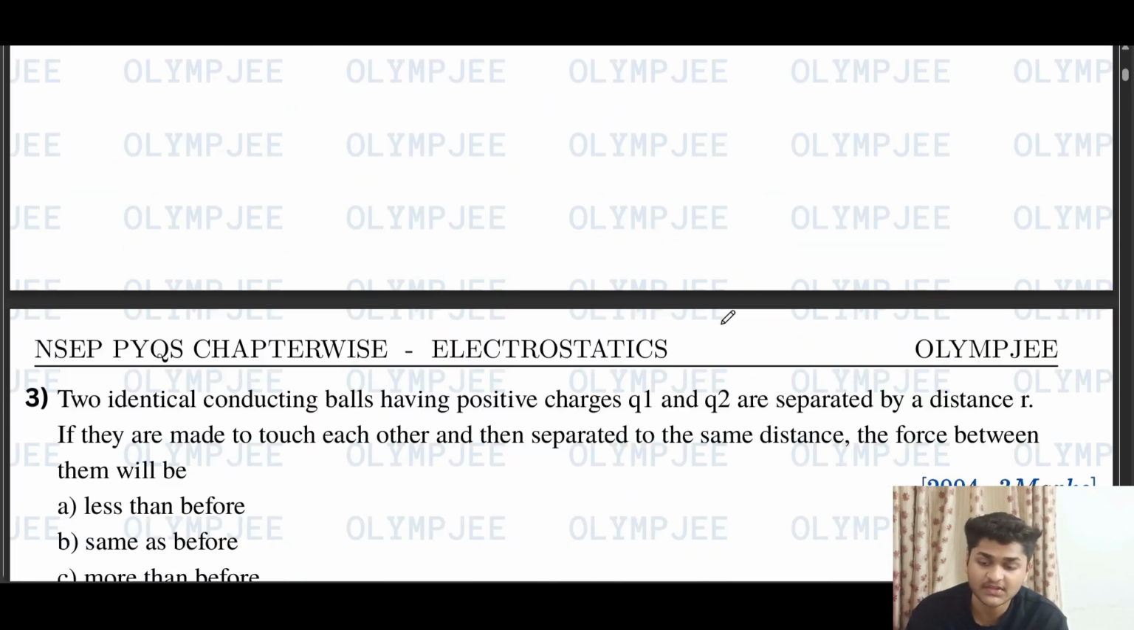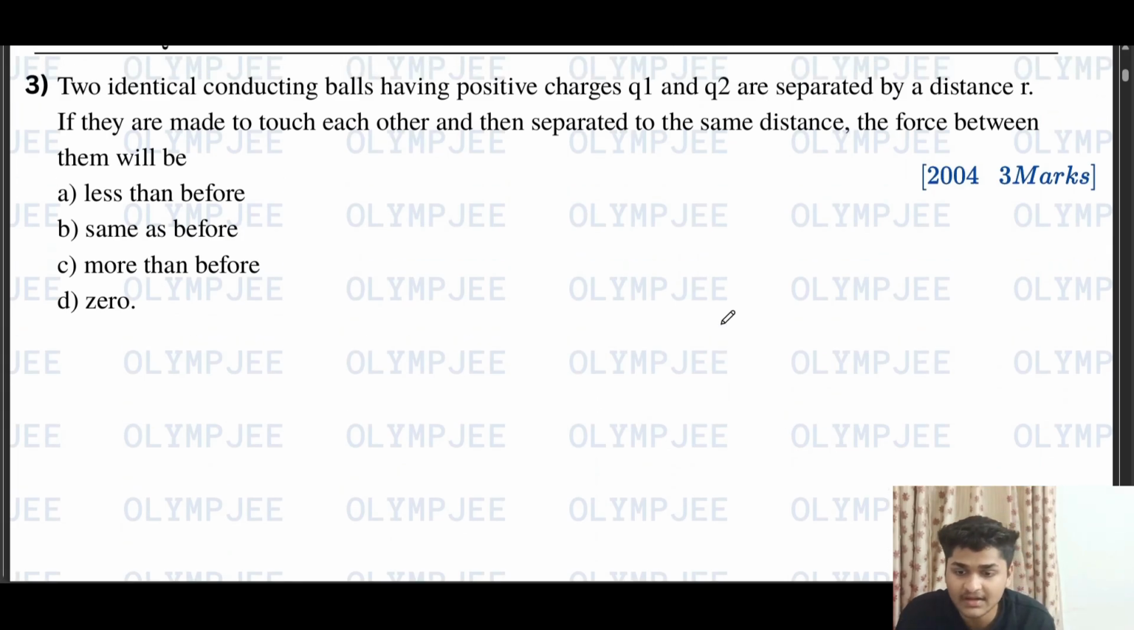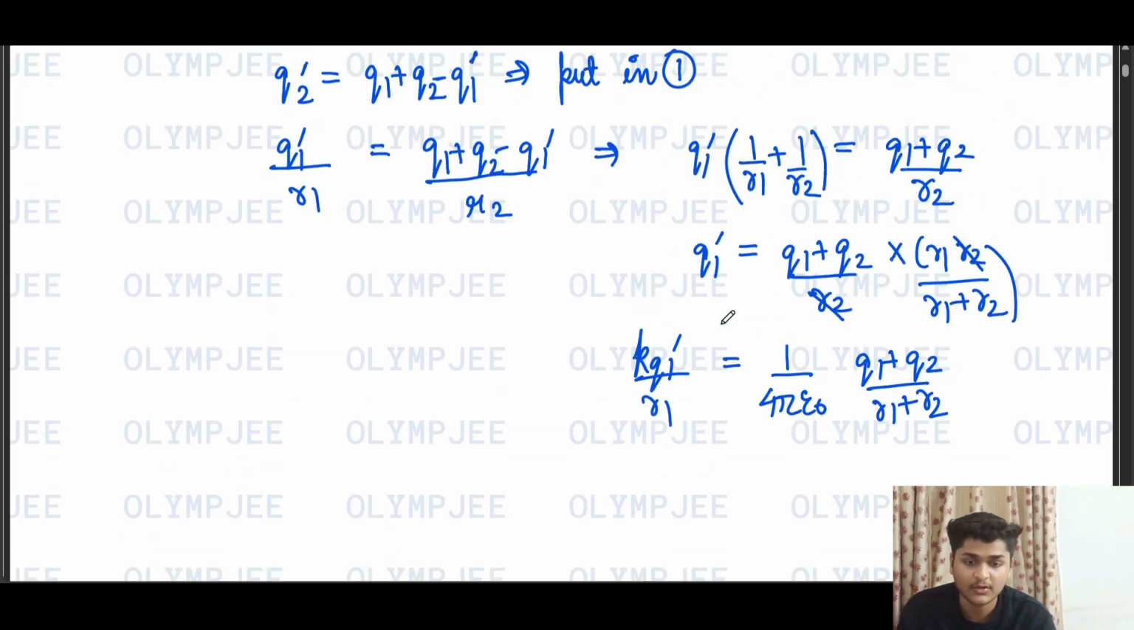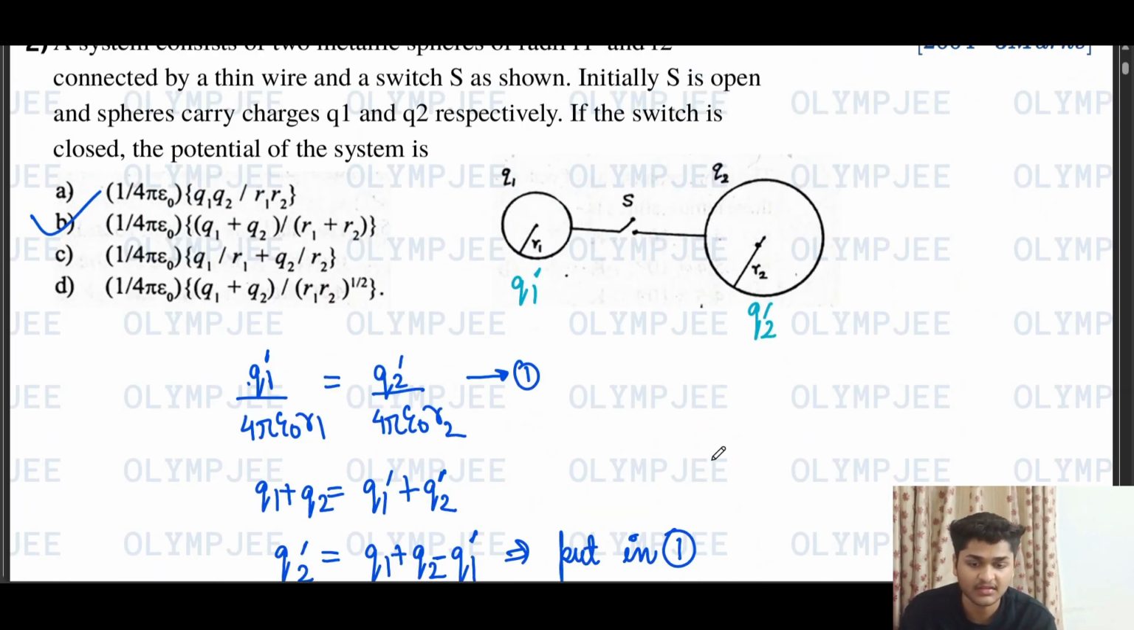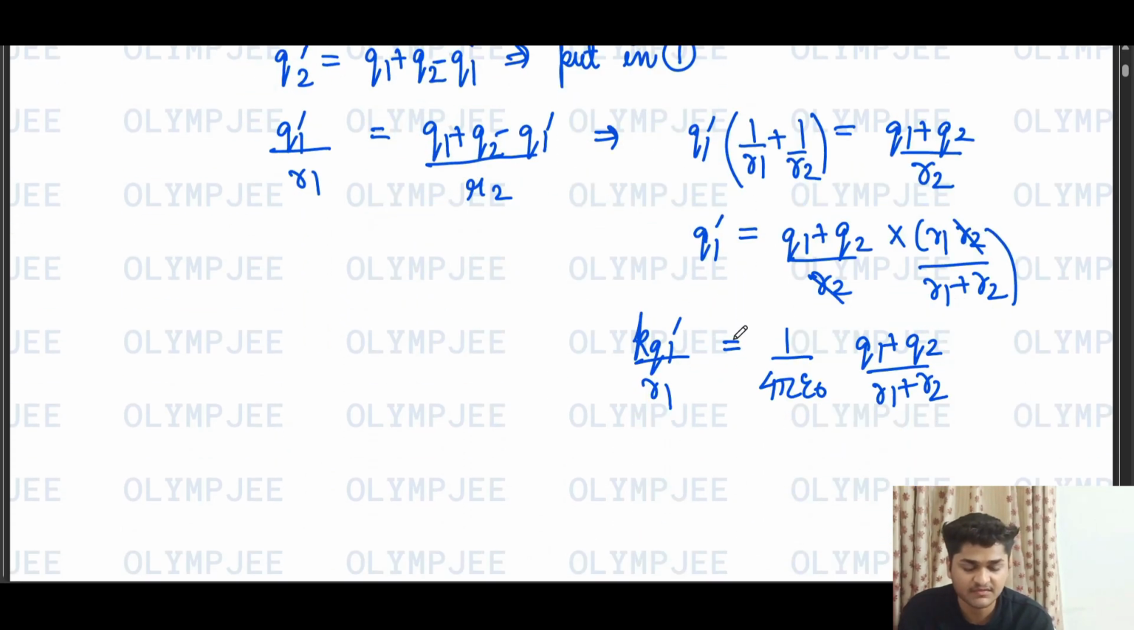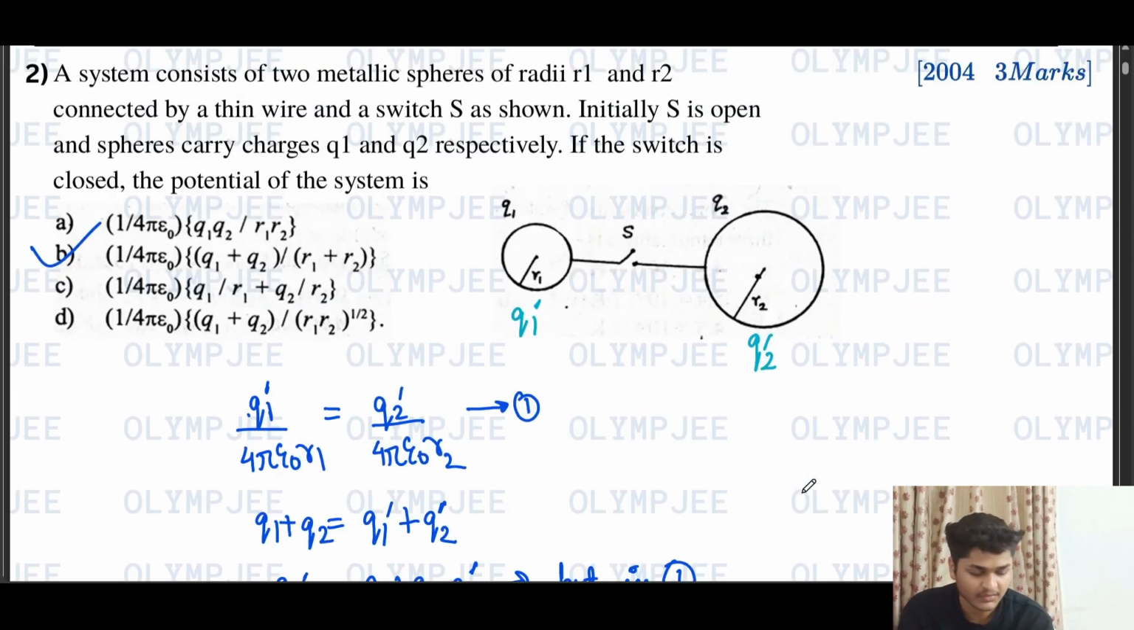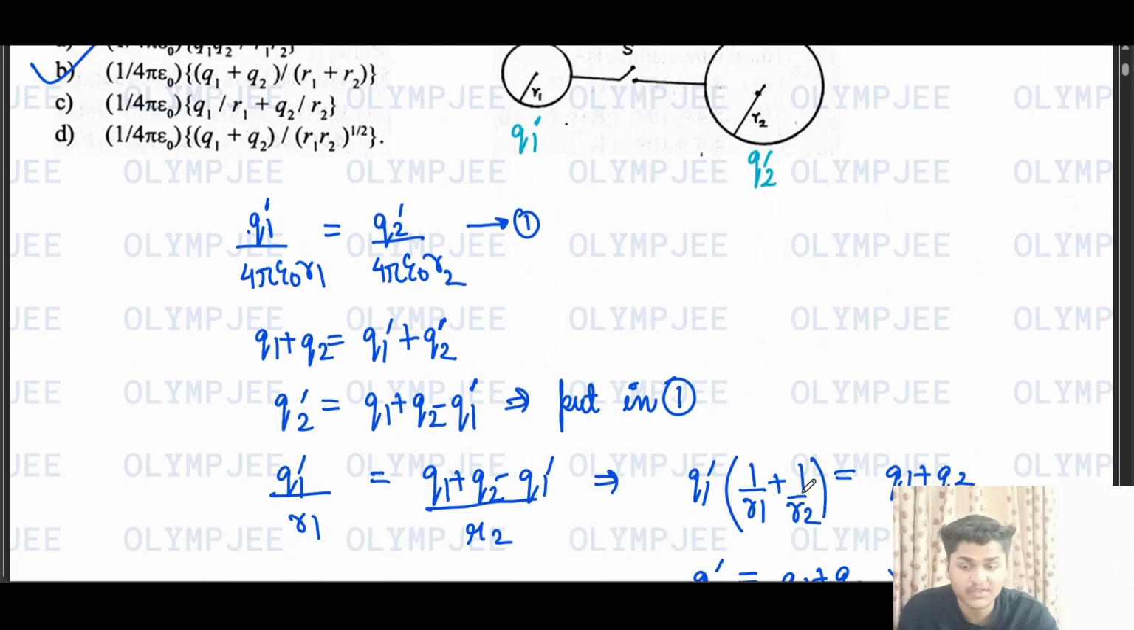Moving on to the third question, it says two identical conducting balls having positive charges q1 and q2 are separated by distance r. If they are made to touch each other and then separated to the same distance, the force between them will be. Okay, so here we had q1 and q2 and both had different radius, but in the third question we have the same radius. So I'll use this relationship from the second question in the third question.